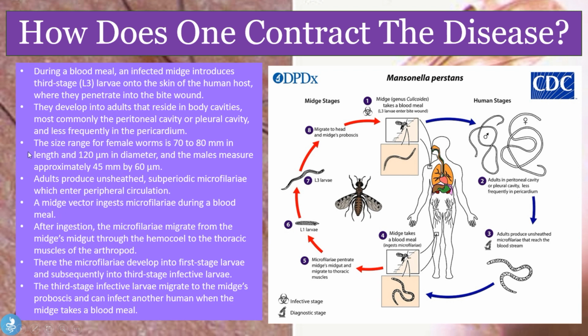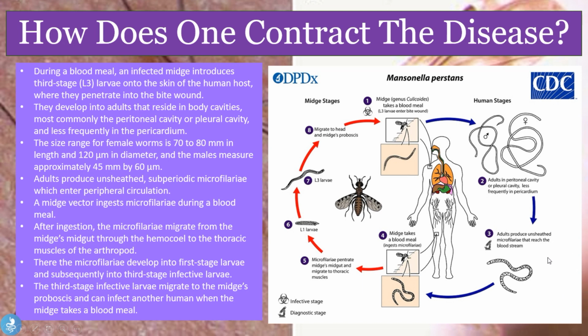And it says the size of these female worms is about 70 to 80 millimeters, so about 7 to 8 centimeters in length, and about 120 micrometers in diameter. And the males are slightly smaller, measuring approximately 45 millimeters by 60 micrometers. And then we have the adults which produce these unsheathed subperiodic microfilariae which enter the peripheral circulation.